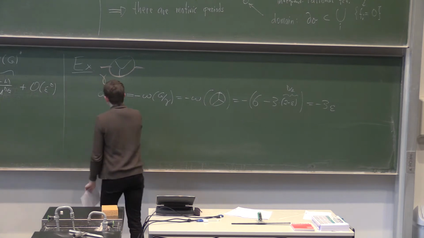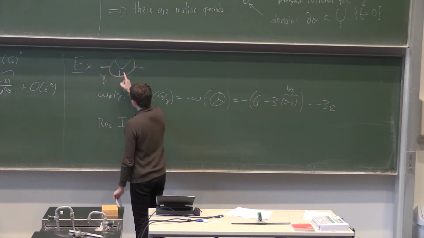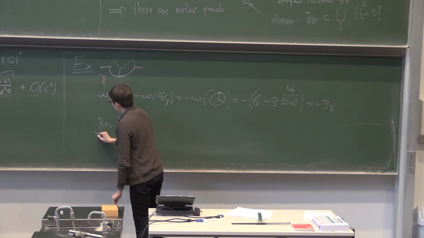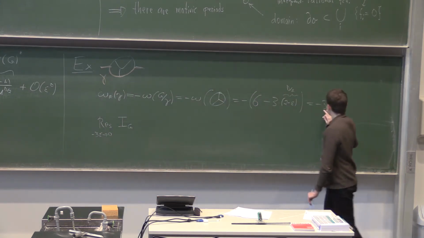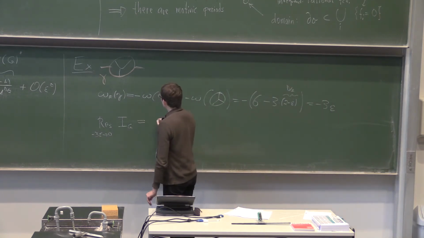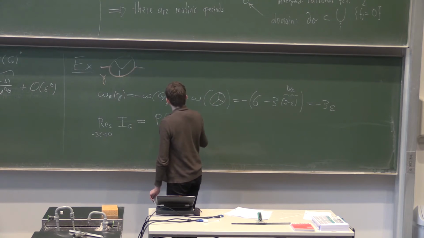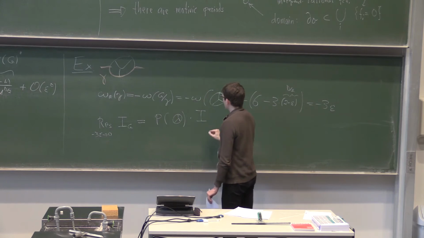So we conclude that the residue of this Feynman integral for this graph at minus 3 epsilon going to 0, so the residue at this singularity, factorizes into the period of this vacuum graph times the Feynman integral of the subgraph.